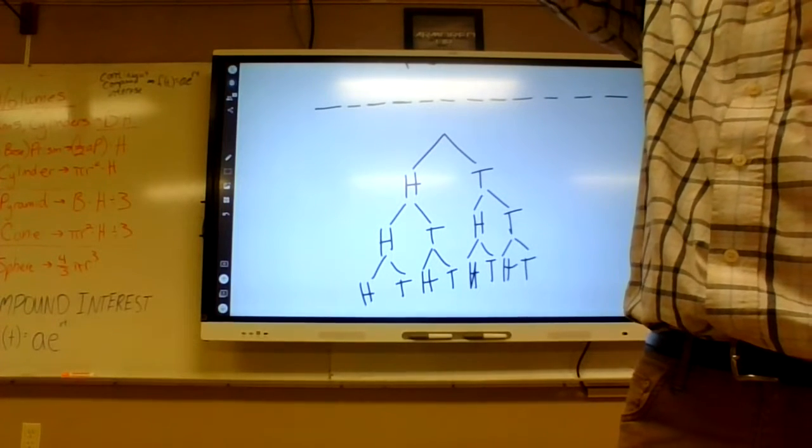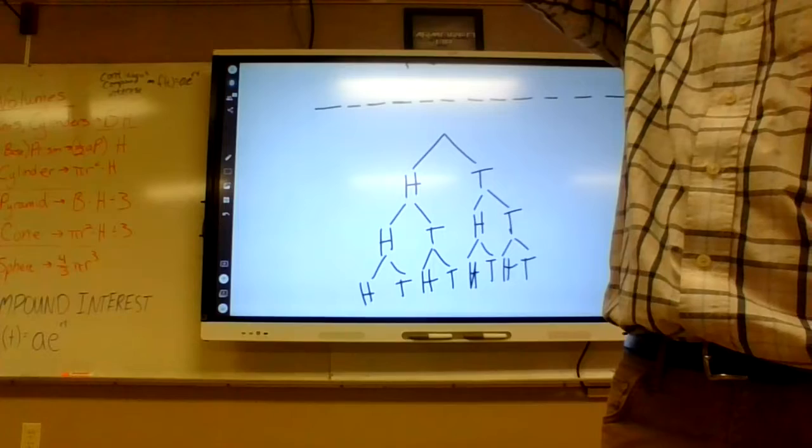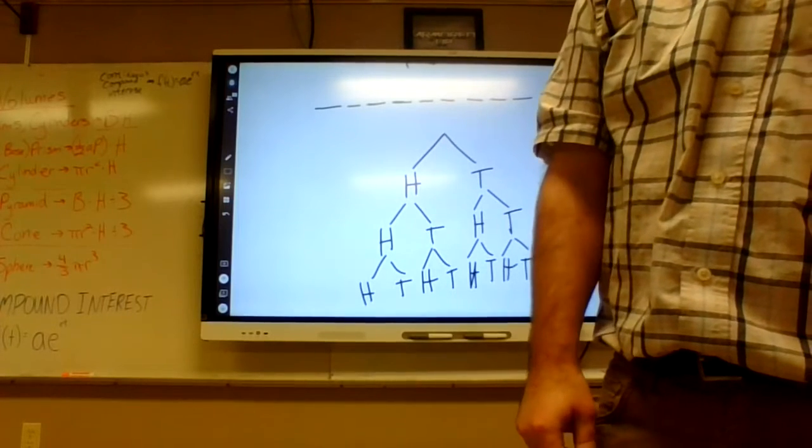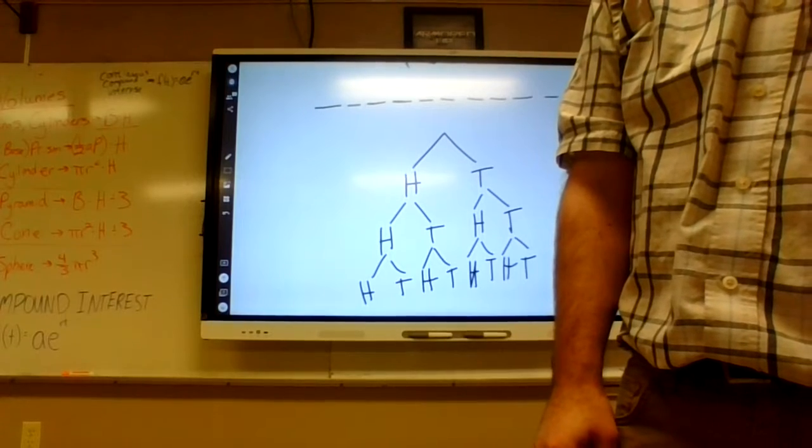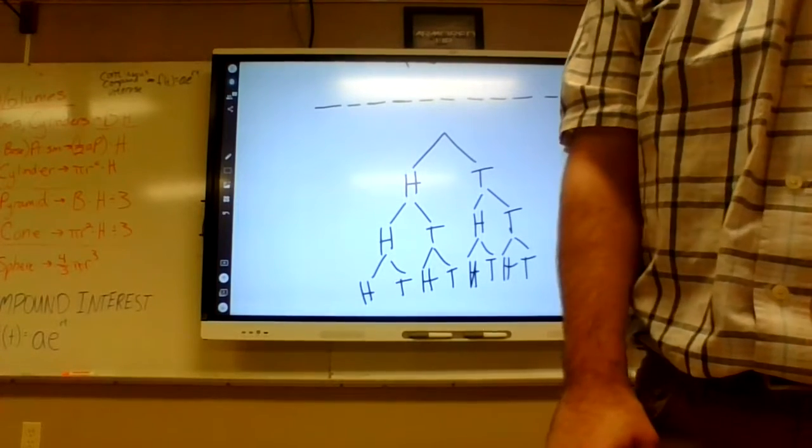You just lost brain cells trying to figure out what he meant by that. I didn't draw an actual tree. I drew a tree diagram.